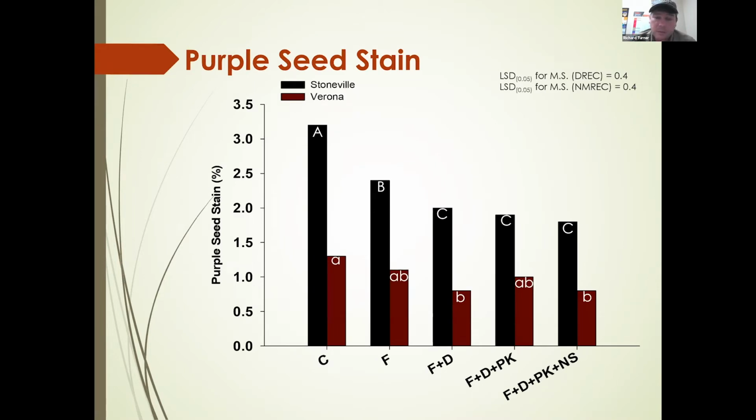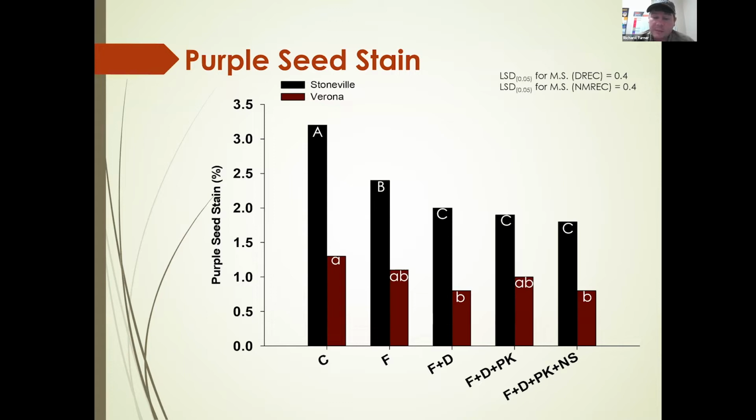However, purple seed stain was greatly impacted by our management strategies. Again, you can see the C bar being our highest across both sites, Stoneville and Verona. And with the addition of the fungicide, you see the level of purple seed stain infection come down. So we are getting some control of that disease, or of that bacteria that is causing the purple seed stain.